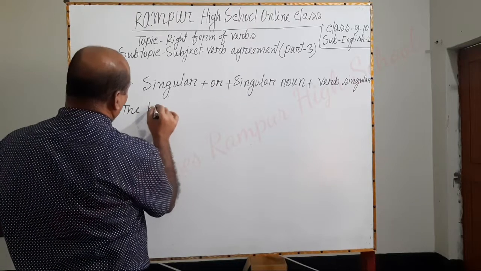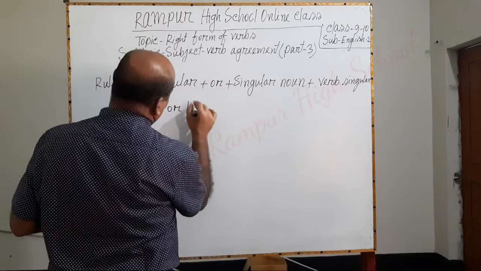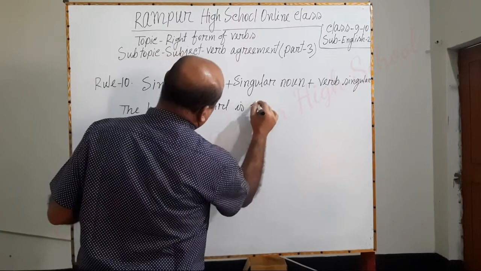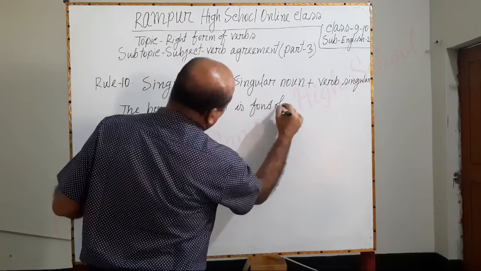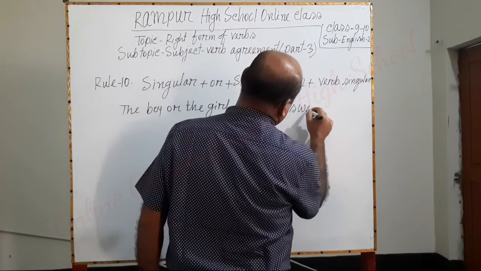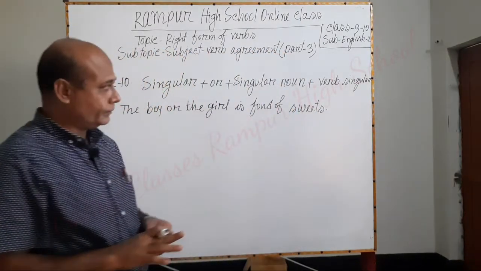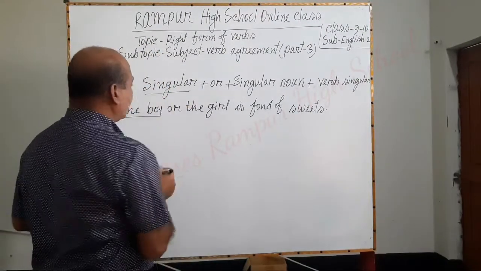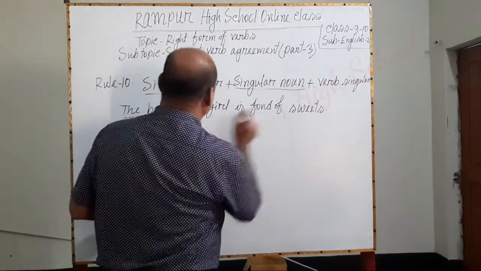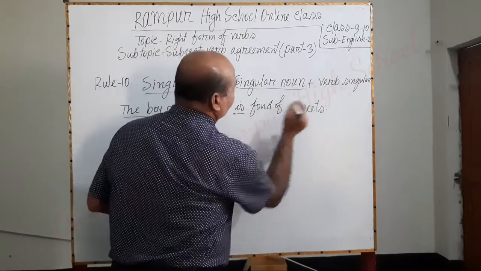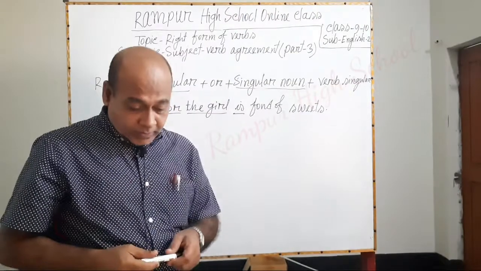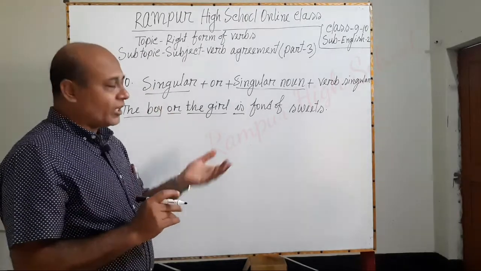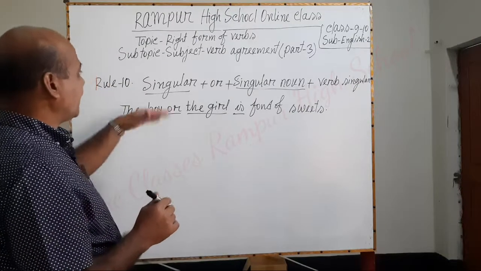The boy or the girl is fond of sweets. Learners, here the boy is singular, then or, then the girl is singular, then the verb will be singular. Dear learners, I think you have understood this point very clearly.